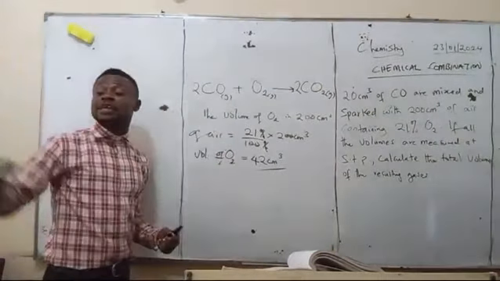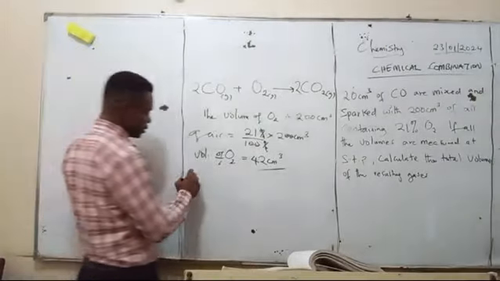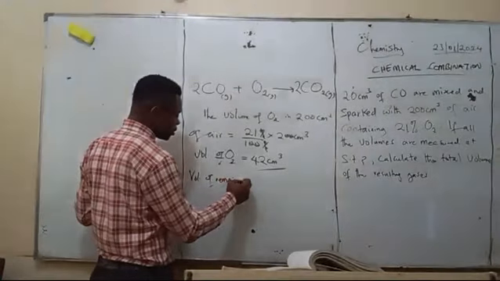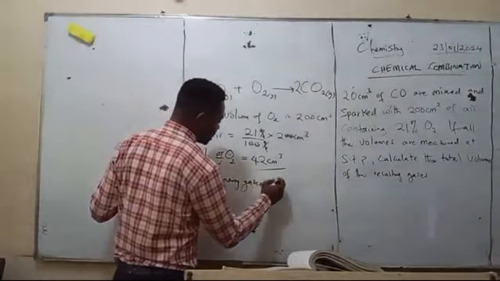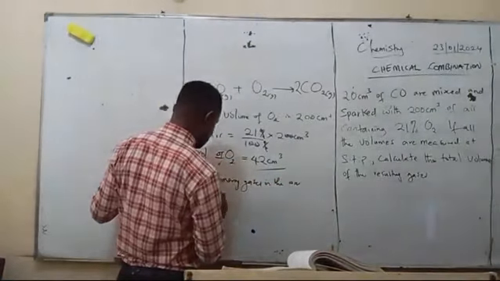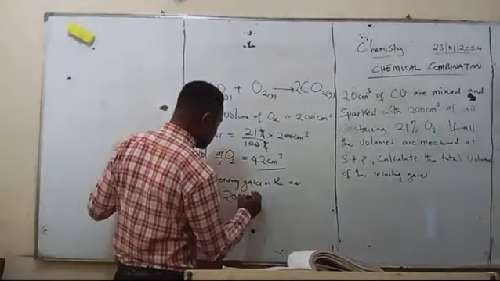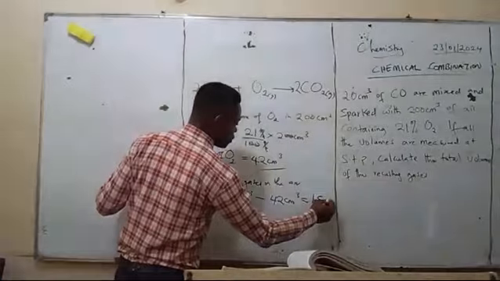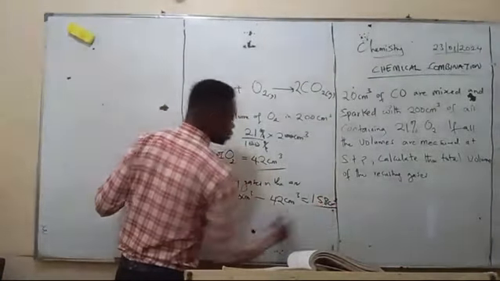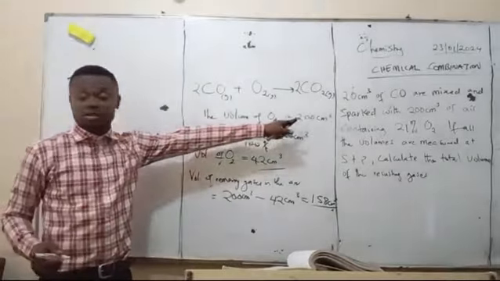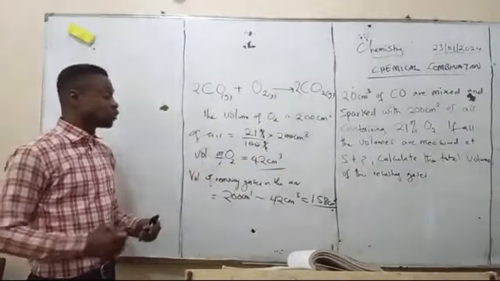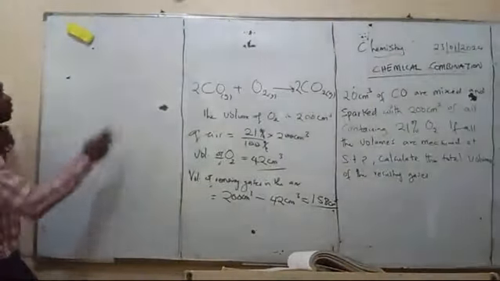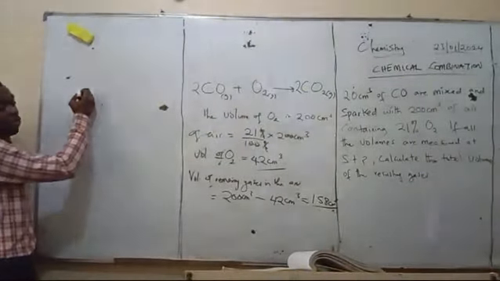Then what is the volume of the remaining gases in the air? Volume of remaining gases in the air is equal to 200 cm cube minus 42 cm cube, which is 158 cm cube. So the volume of the gases that remain when 42 cm cube was packed is 158 cm cube.